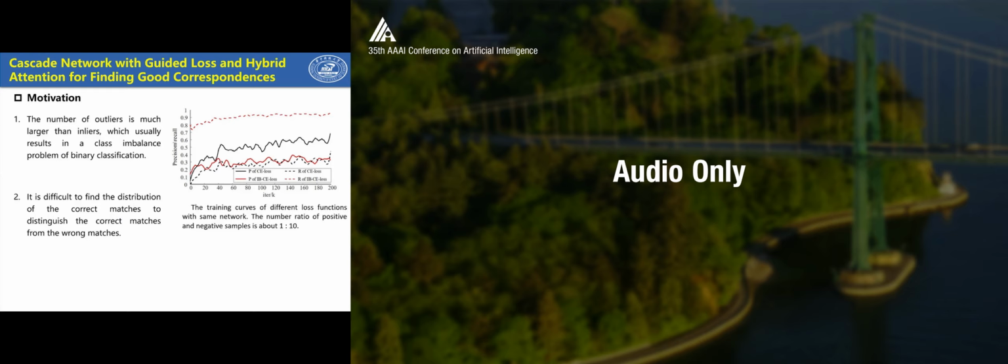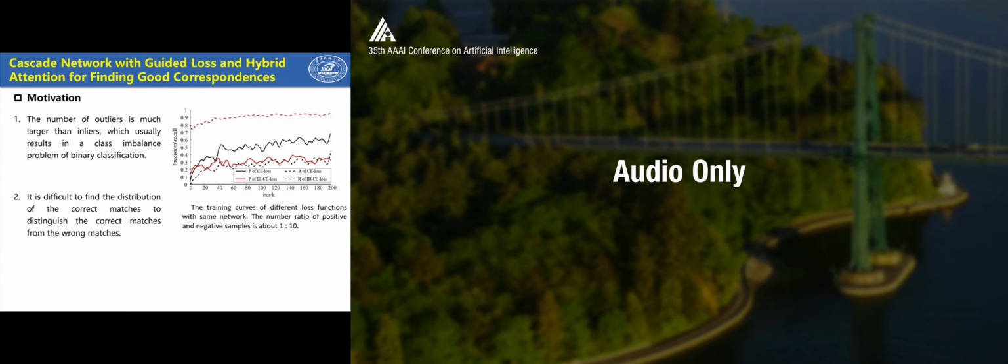Although many recent methods have achieved excellent performance, we believe that there are still two problems worth solving when using a deep learning network for finding correct correspondences. First, due to various reasons, such as wide baseline, scale change, and so on, the number of outliers in the putative correspondence set is much larger than inliers, which usually results in a class imbalance problem of binary classification.